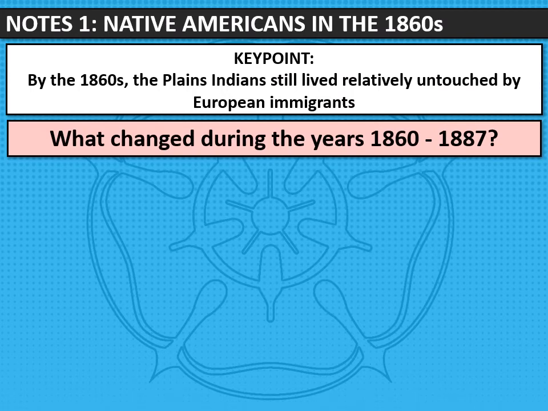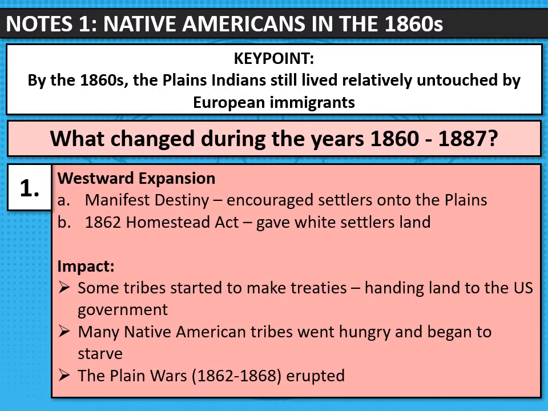So our first question is this: what changes in the years 1860 to 1887? Well, firstly, there is Westward Expansion. What we mean by this is European immigrants start venturing onto the plains of America looking to settle it. And previously they have not done this. Partly this is because of a belief in manifest destiny, which encouraged settlers onto the plains because they believed that God had given them this land, America, which they would then settle and populate. This is in conflict with this concept of the Great Spirit that the Native Americans held.